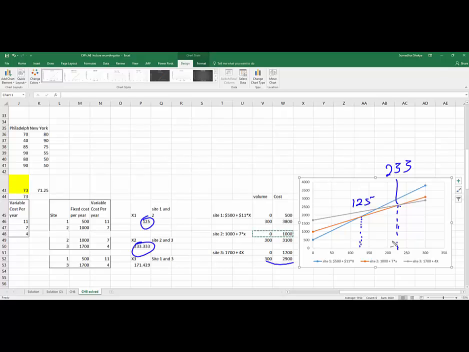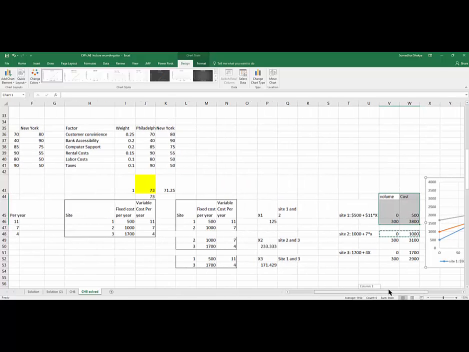explanation of this type of question, wherein we have to make a choice as to which site is better given our volume. So if you know in what range your production is going to be, then accordingly you can decide now as to which site is better. If you already know your volume of production is going to be 250 or above, then you should always choose site 3. If you know your volume is going to be between 125 and 233, then you choose site 2. If your volume is going to be less than 125 in future, then we choose site 1. Okay.